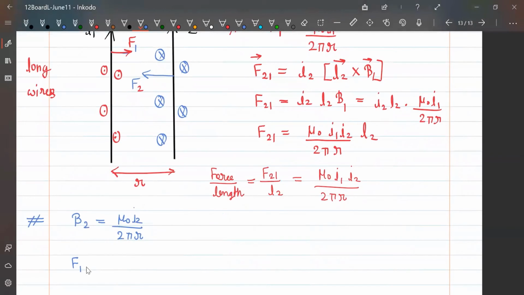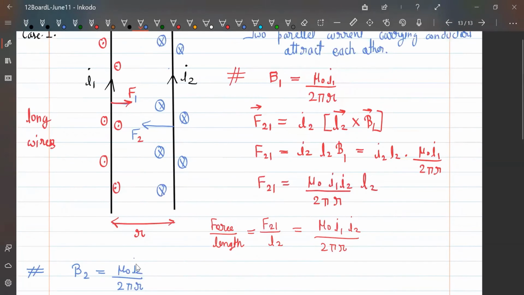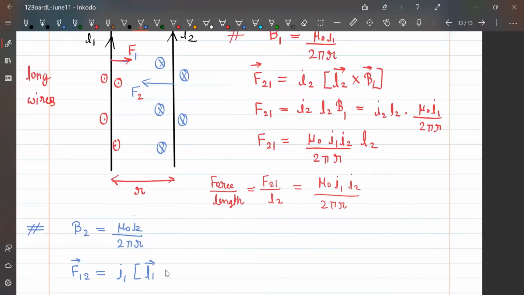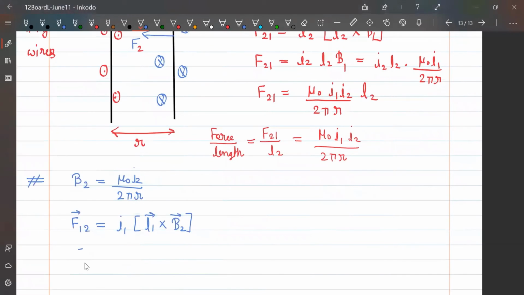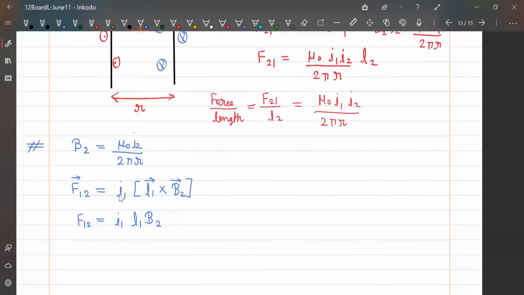So the force on the first conductor due to the second conductor will be I1, the current in the first, times length, let us call it L1, and the magnetic field due to the second conductor. So L1 cross B2. So F12 will be I1 L1 B2. If I put the value of B2 from here, I'll get F12 is equal to I1 L1 times mu naught I2 by 2 pi R.